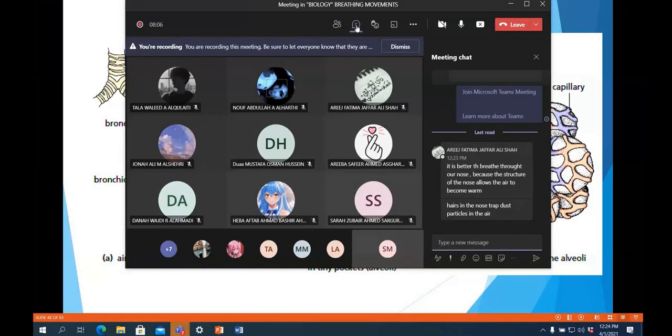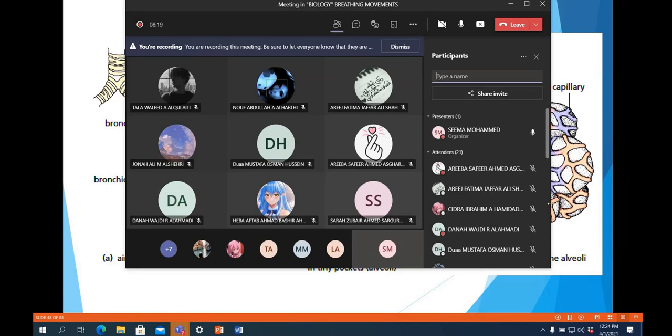Yes, Arish Fatima has explained this better. We breathe through our nose because the structure of the nose allows the air to become warm, and hairs in the nose trap dust particles in the air. Yes, Arish Fatima, very well explained.